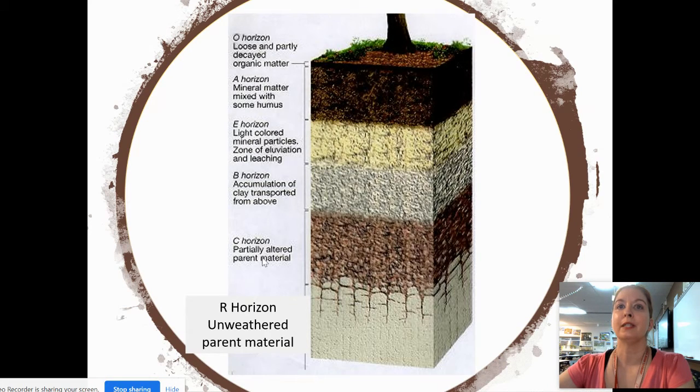So here's another example. R horizon is your unweathered parent material. This is like solid rock, pretty much. That C is a little bit broken down, but not much, and then you go up from there. As you go down, the pieces of rock get larger, and as you go up, you're going to have more organic material.